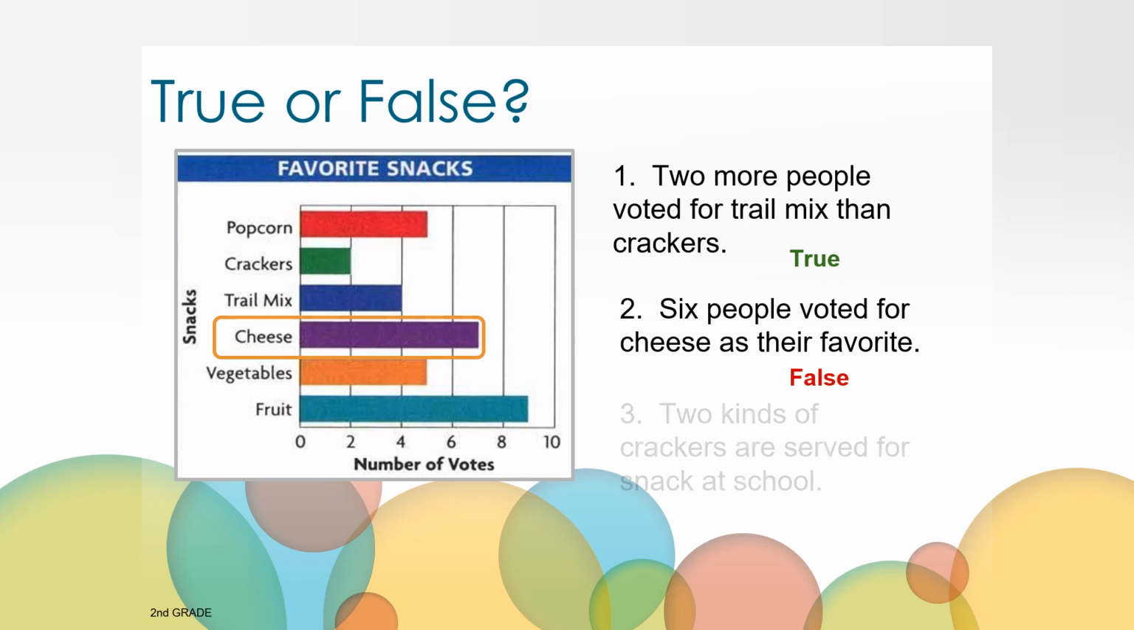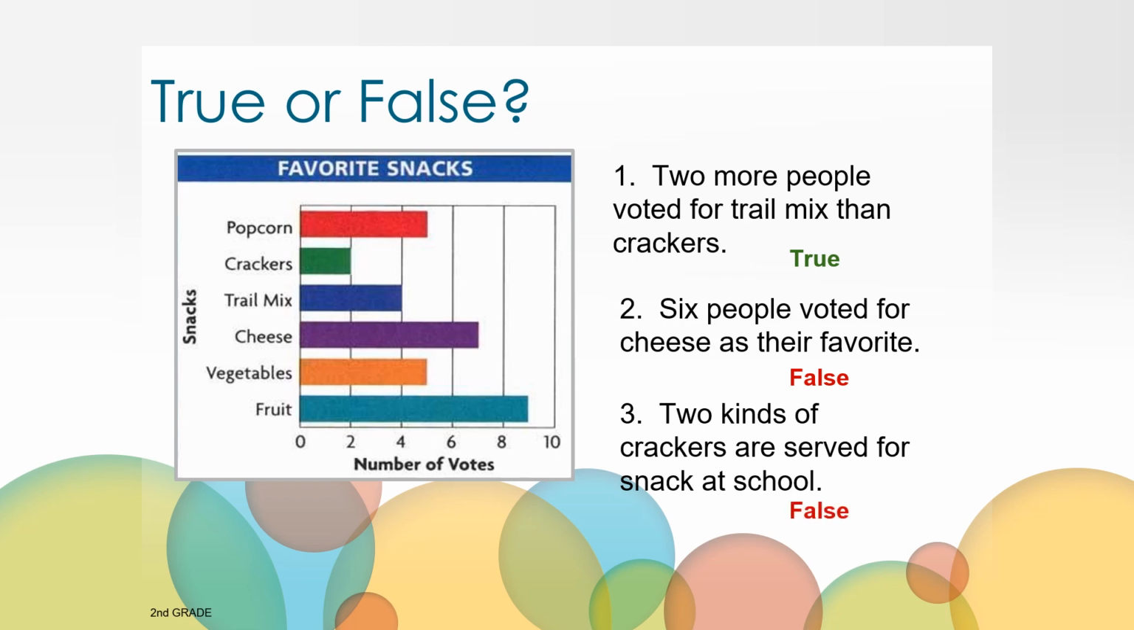Number 3. 2 kinds of crackers are served for snack at school. Is this statement true or false? This statement is false. Crackers are listed on this graph, and the bar goes up to the 2. But this graph is not about how many types of crackers are served. It's about the number of people that voted crackers as their favorite food.